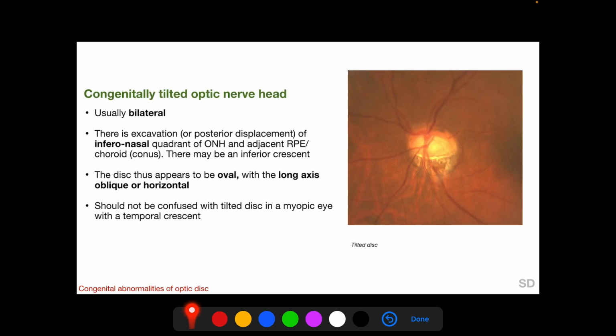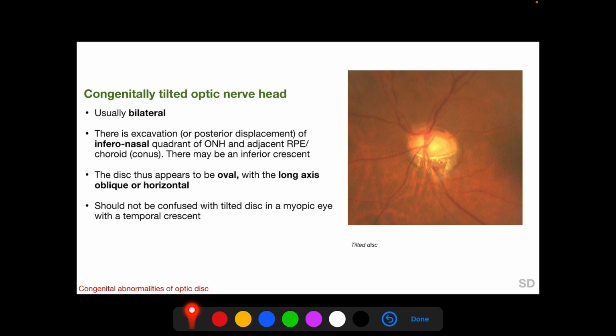Congenitally tilted optic nerve is usually bilateral, and there is excavation of the inferonasal quadrant of the optic nerve head and the adjacent RPE and the choroid. This excavation is often called conus, and there may be an inferior crescent. The disc thus appears to be oval with the long axis oblique or horizontal. Congenitally tilted optic nerve head should not be confused with tilted disc in a myopic eye.